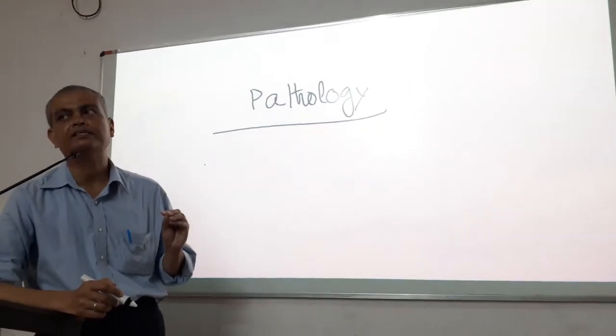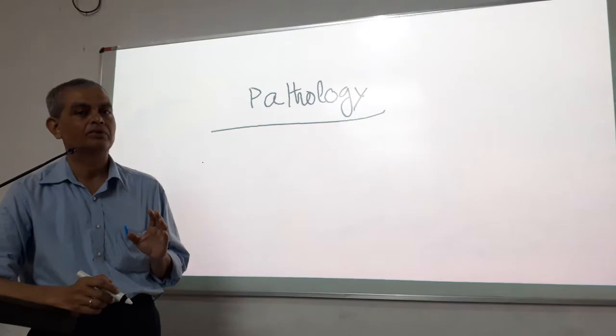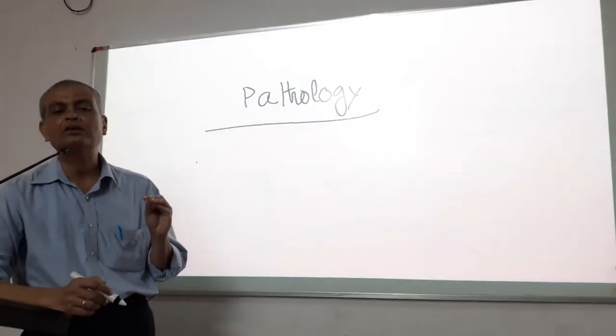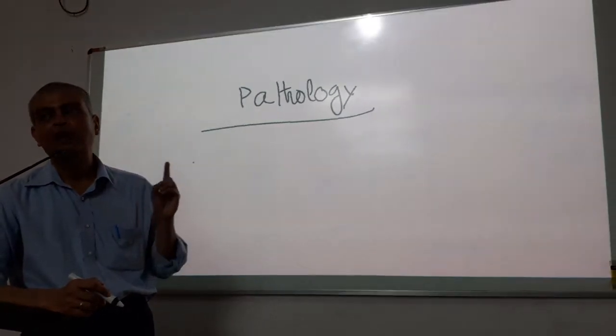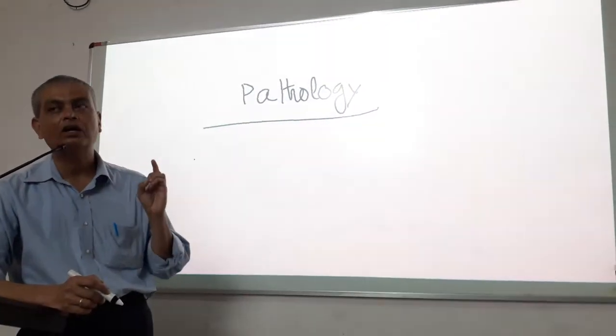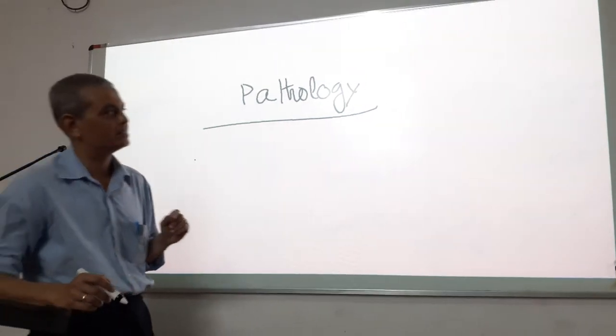The organ system occurring as a result of the disease process. So these pathological changes can be divided into two gross parts. One is morphology or gross changes, and another is microscopic changes.